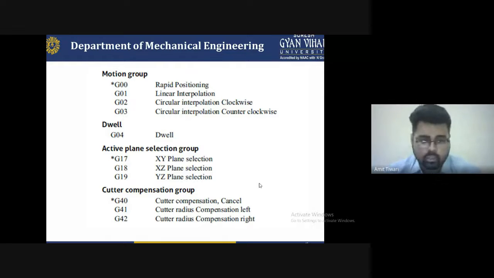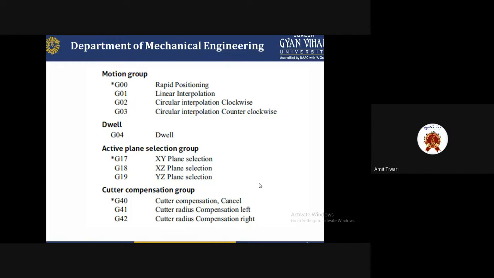The cutter compensation group will be associated with the setting group. So if you have to design any material, you have to design it with the motion direction, and active plane selection. So these are to be understood: rapid positioning, linear interpolation, circular interpolation clockwise and counterclockwise, and plane selection. And cutter compensation, with left direction and right direction. These are the directions used to maintain the quality.